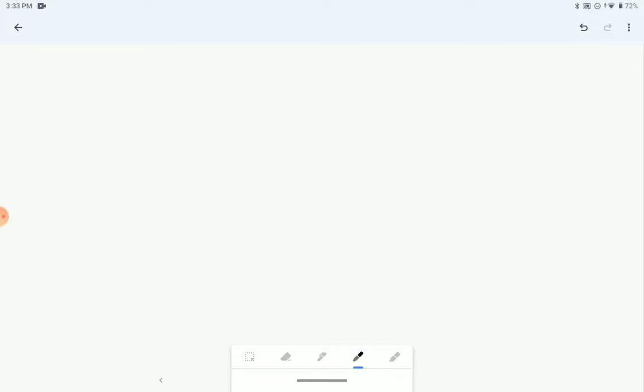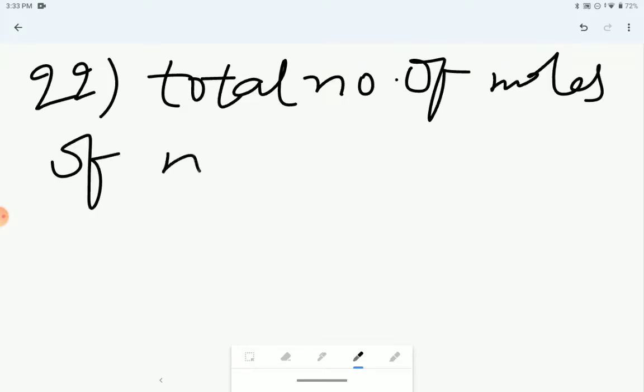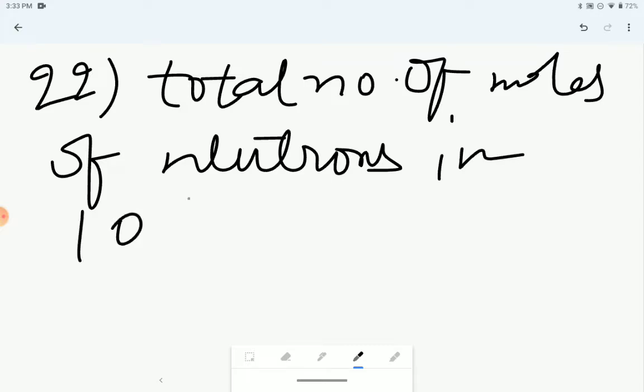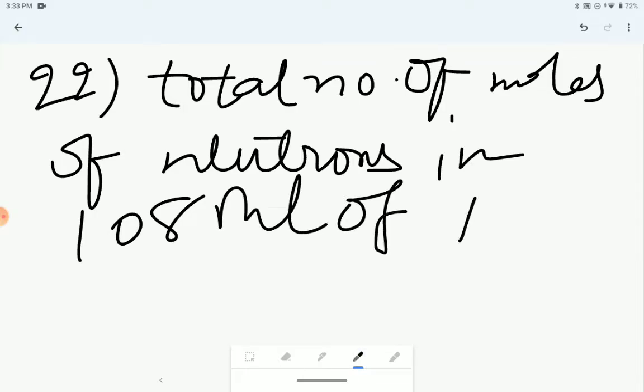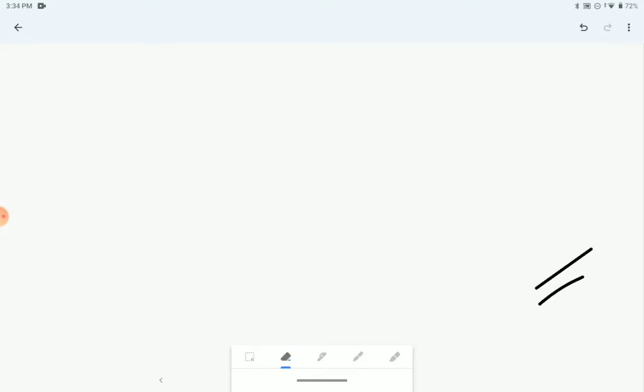Now let's go to the 22nd question. It was given the total number of moles of neutrons present in 108 ml of H2O. It was asked to find out the total number of moles of neutrons. So we should find this out.